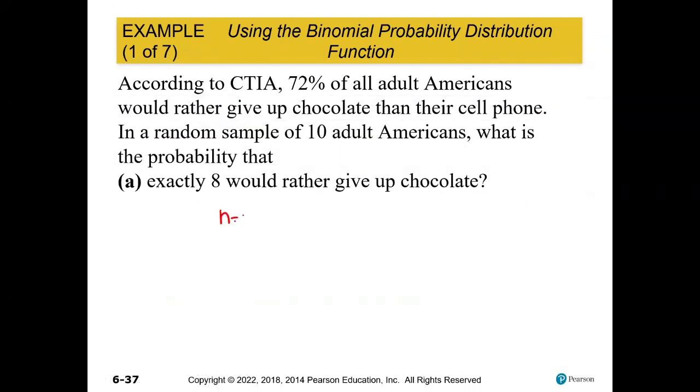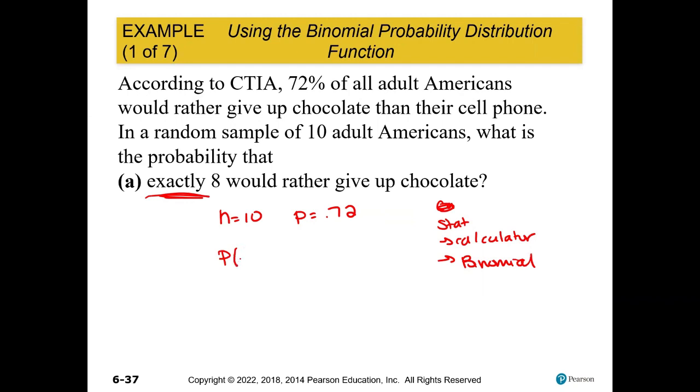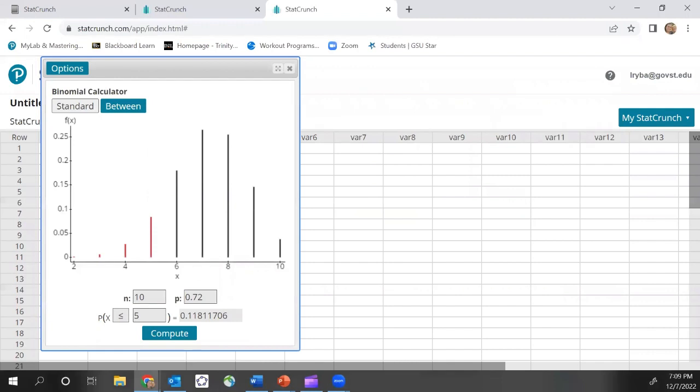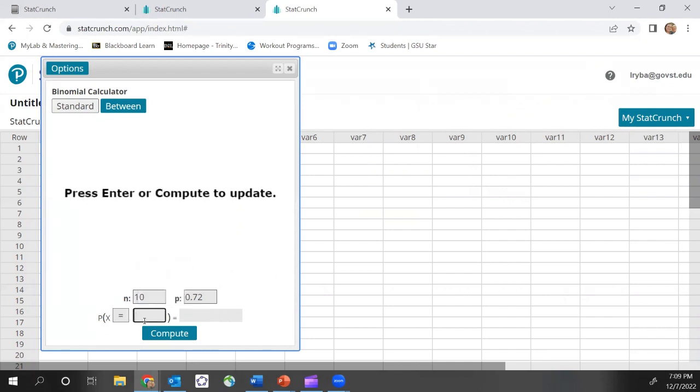So N is 10, P is 0.72. Again, we went to stat, calculator, binomial, and we want exactly 8. So we want the probability that X is equal to 8, only 8. So let me get back up here. I'm going to go back to standard here. I want equals to 8.